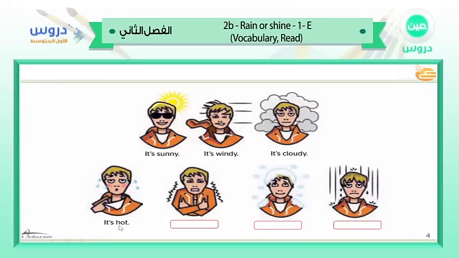What about this one? It's hot. Excellent. Next. It's cold. What about this one? This is the snow, so we call it snowing. It's snowing. The last one. It's raining. Excellent.